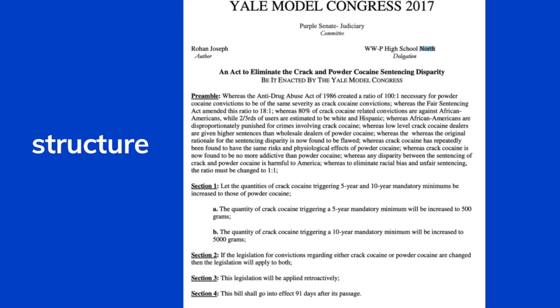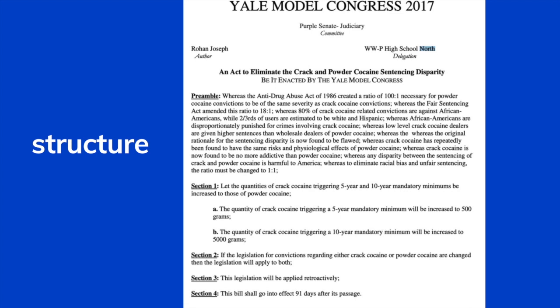Then for committee, you would simply leave it blank unless you do know what committee it falls under, but we don't stress this too much inside of our mocks. Author is going to just be your name. Delegation is going to be our school. Now, in bold, you will have the title of the bill, which is a one sentence summary of your legislation. Please don't make it more than one sentence. And name it like you would the title of a book, with important words capitalized. Then you will say, be enacted by the Yale Model Congress mock or North Model Congress. And then you would go into your preamble.